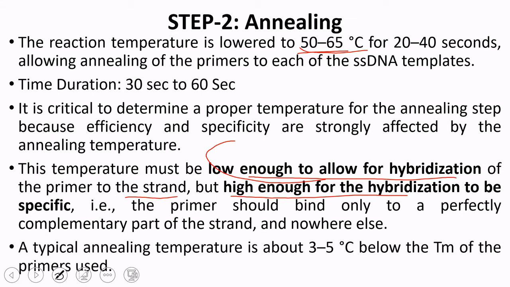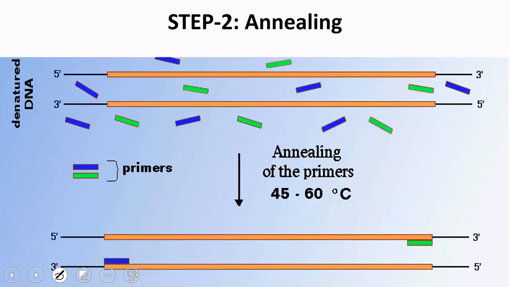A typical annealing temperature is roughly 3 to 5 degrees below the melting temperature of the primer. I have already told you there is a difference between the melting temperature and the annealing temperature of about 5 degrees, so roughly 3 to 5 degrees difference. This is the annealing process.